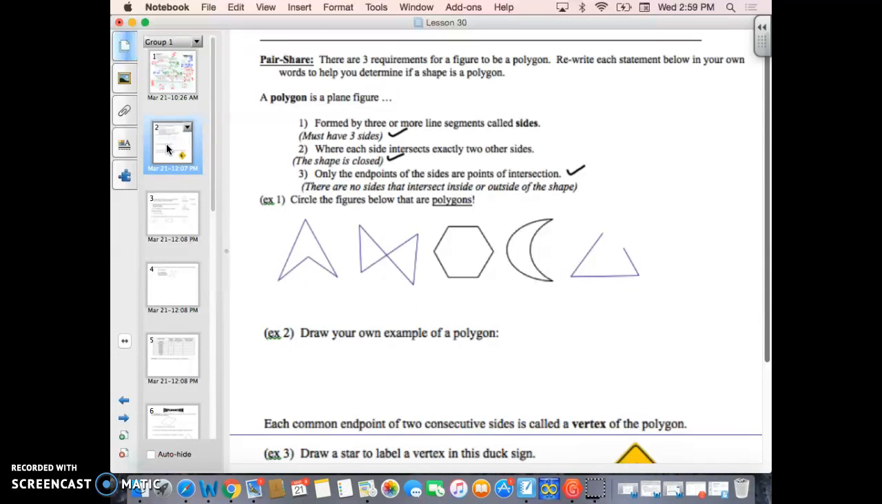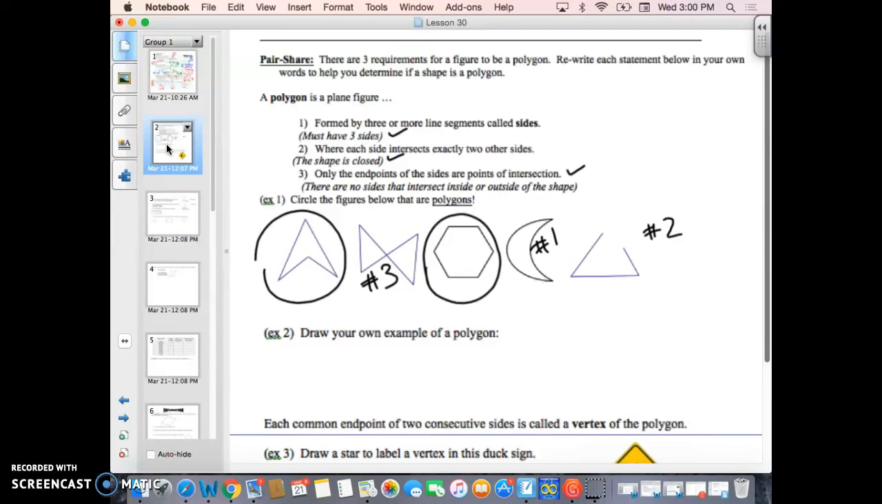Well, this first example meets all 3 requirements. This one does not, and that's because of number 3. Does not meet the requirement for number 3. This one, yes, that looks like a good polygon to me, and this one does not. And that's because it must have 3 sides. So this doesn't meet the requirements for number 1. And this one, notice how it's a blank space right here. So this doesn't meet the requirements for number 2.